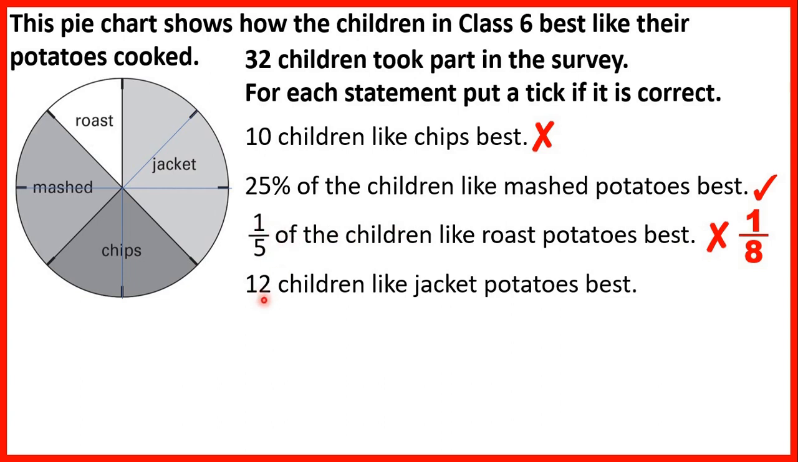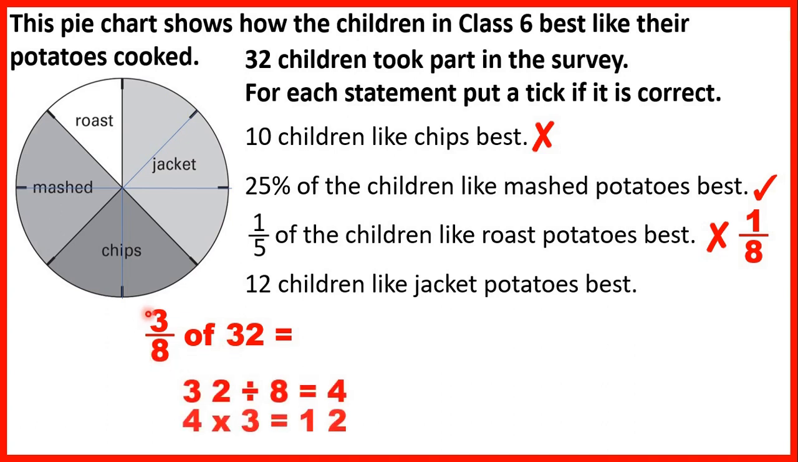And finally, 12 children like jacket potatoes best. We can see that jacket potatoes covers 3 parts out of 8, so 3/8 of our pie chart, and because there are 32 children altogether, we can find 3/8 of 32. Remember, we divide by the denominator and multiply by the numerator. 32 divided by 8 is 4, times 3 is 12, so this statement is true.